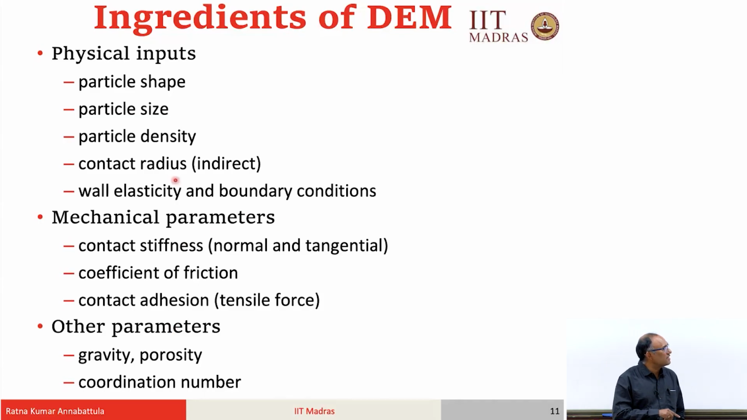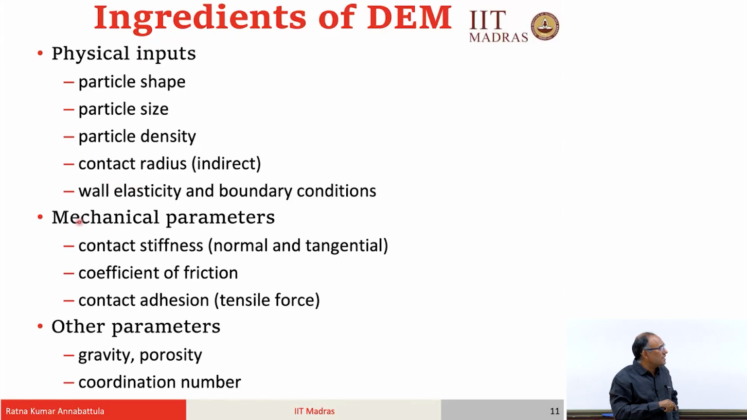That is an indirect input. I will talk about it a little later. And then what is the wall elasticity? So, you have a rigid wall or an elastic wall. You have a set of particles in the container, and the container wall, is it relatively rigid compared to the particles or compliant compared to the particles? Because that matters. That decides what is the macroscopic response, whether the particles are able to push the wall or the wall is restraining the particle motion. They are two different things, right?